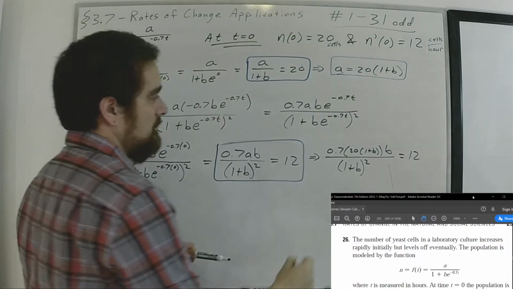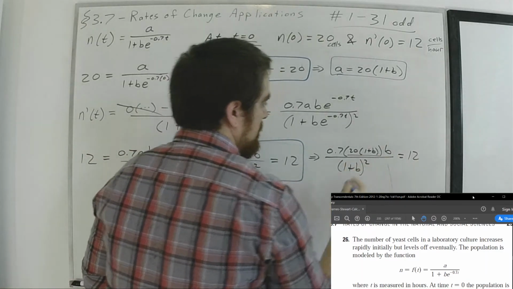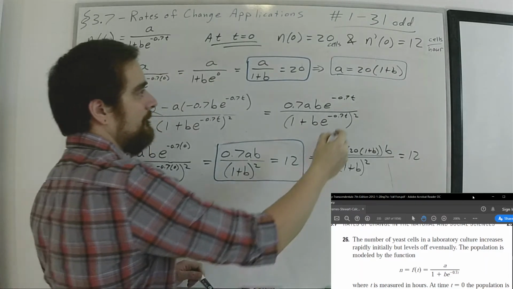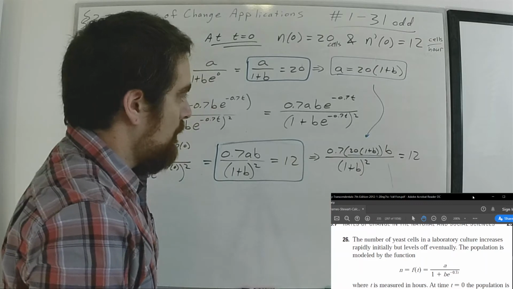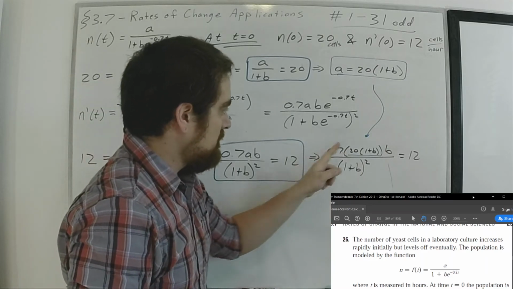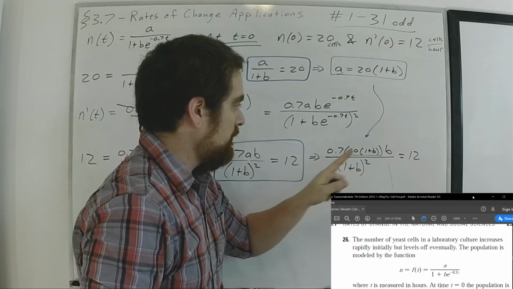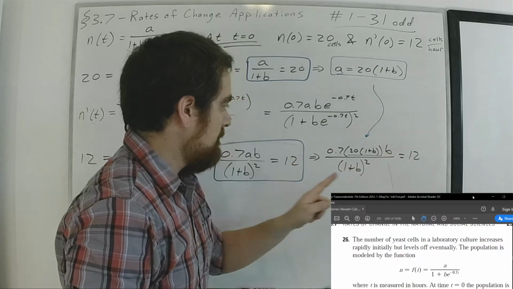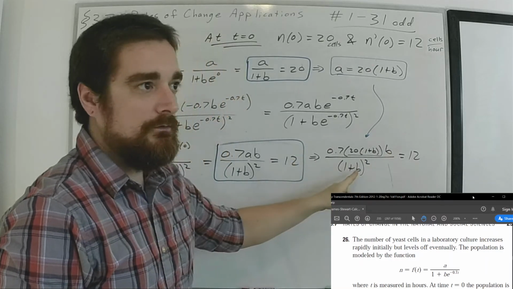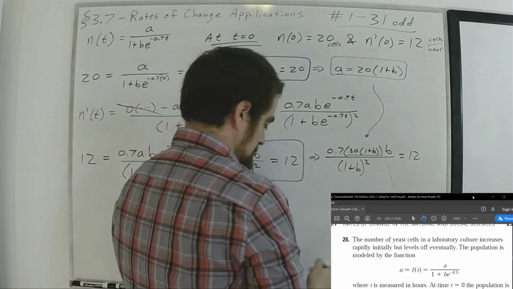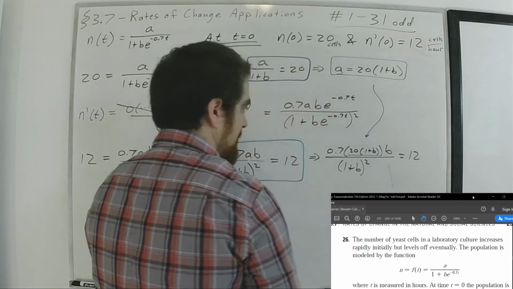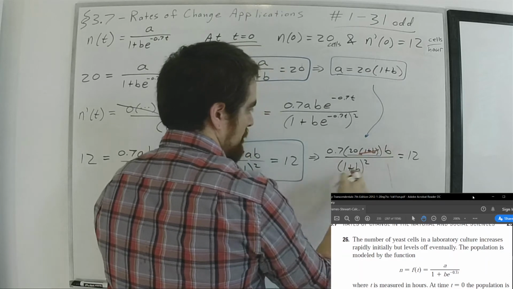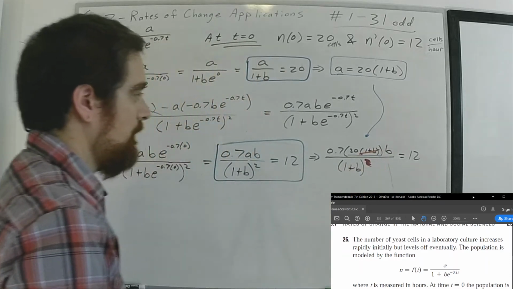So I took this a and I just plugged it in right here. Now, plugging that a in is really helpful because I'm multiplying 0.7 times 20 times this 1 plus b factor times b, and then I'm dividing by a 1 plus b factor and another 1 plus b factor. That actually allows me to cancel out one of those 1 plus b factors, top and bottom. Say goodbye to the square now.